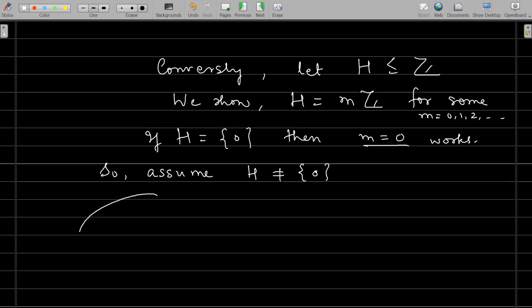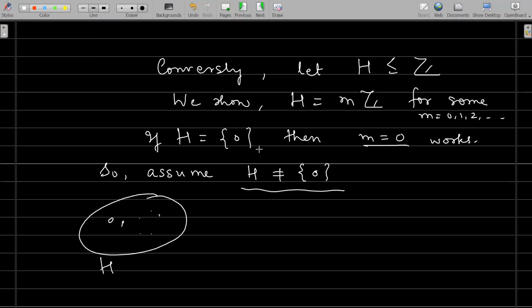But H is not 0 does not mean that 0 does not belong to H. It means H contains elements other than 0. Are you clear? Subgroup means it must contain identity. And I'm saying H is non-trivial, so it is something more than 0. But it is not 0 does not mean it does not contain 0. This point is clear. 0 will be always there. Once it is a subgroup, it must contain identity. Identity is 0, so 0 will belong to H. But what we mean by H is non-zero is apart from 0, there will be some other elements. It won't be just 0. That is the meaning.